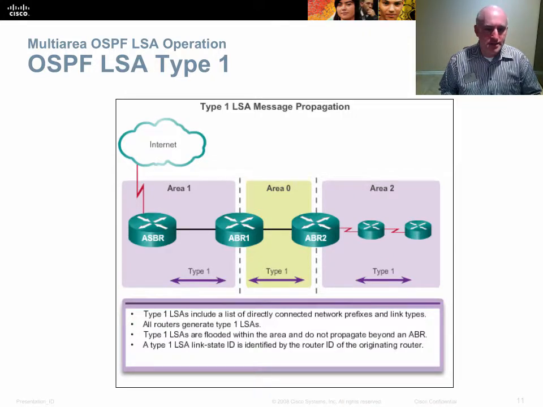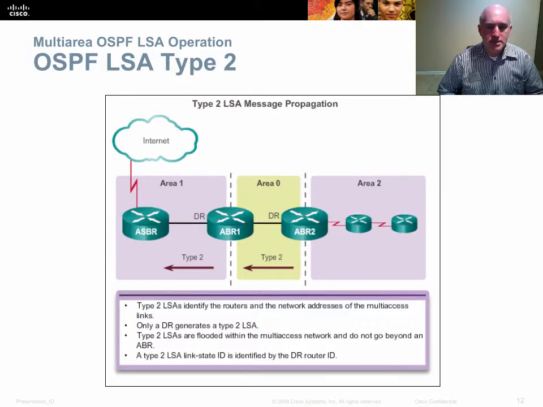So a type 1 LSA, as you can see, is used within an area, not inter-area, but intra, inside an area. So area 1 would send type 1 LSAs to other area 1 routers. And the ABR doesn't propagate them beyond the area. So the area border routers, there could be more than one, however many area border routers you may have for area 1, will not propagate LSA 1 messages beyond the area. The same goes for area 0 and the same goes for area 2. So they all propagate type 1 messages, which are very specific information about the available networks within that area.